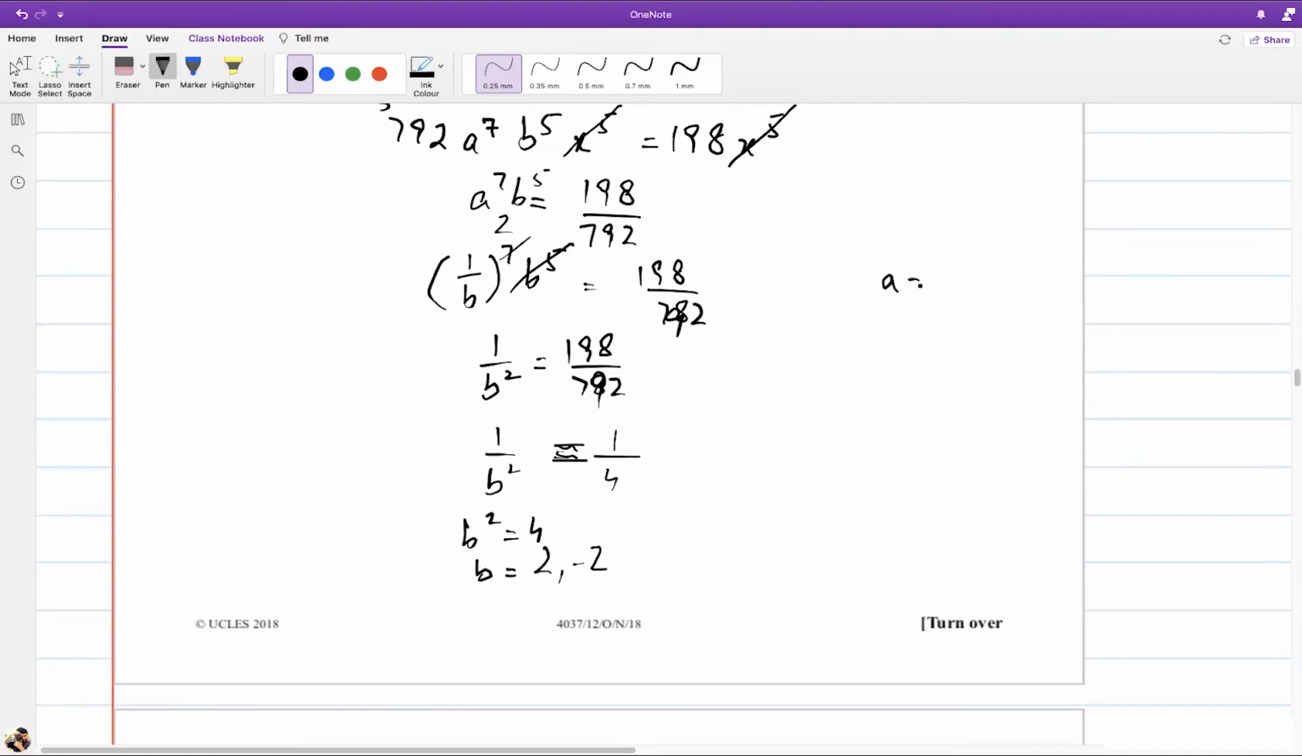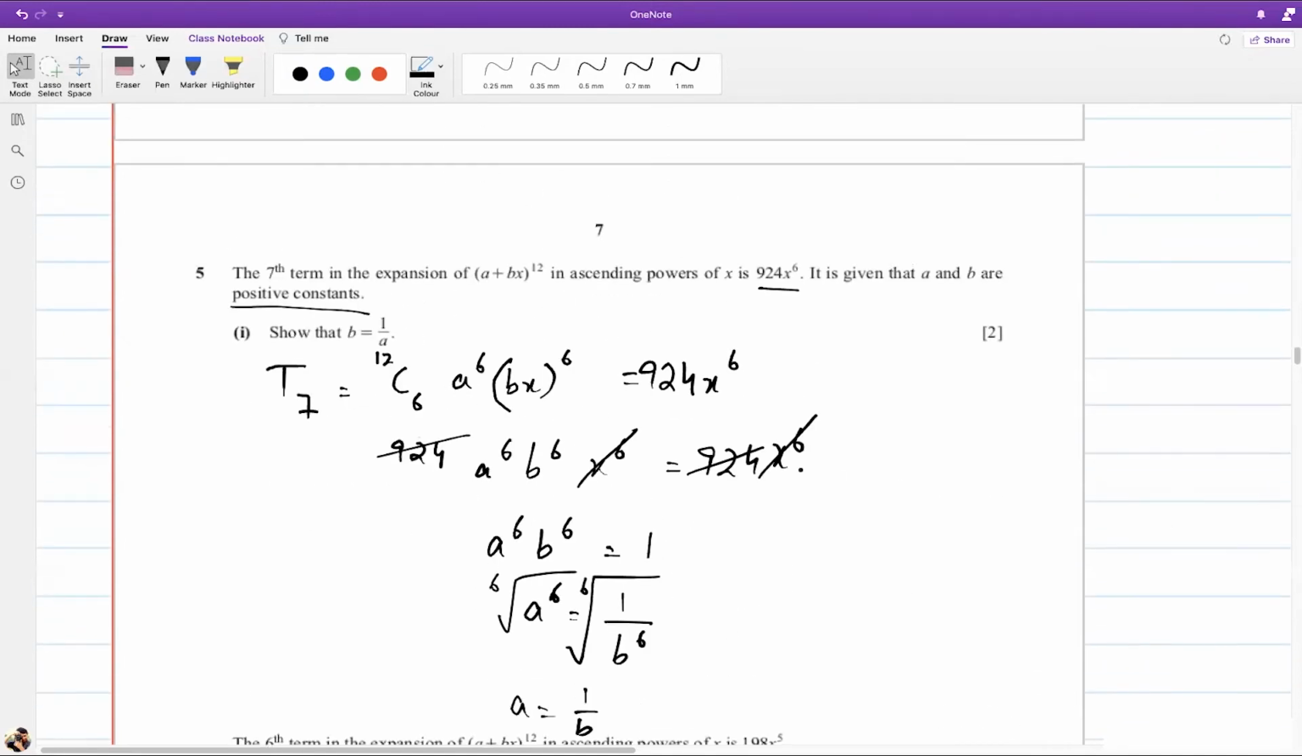So what is a? A is 1 over b. So a is going to be 1 by 2. So आपका final answer है a is 1 by 2 and b is 2 because you're rejecting the negative value. Sir, why are we rejecting the negative value? Because the question said that a and b are positive constants.